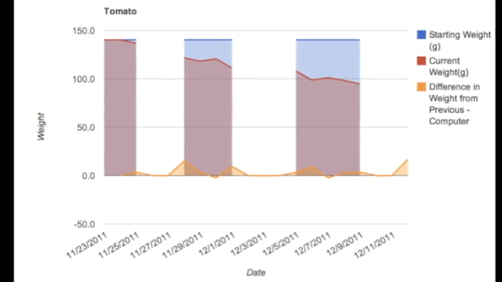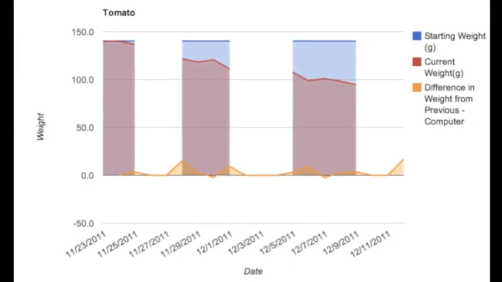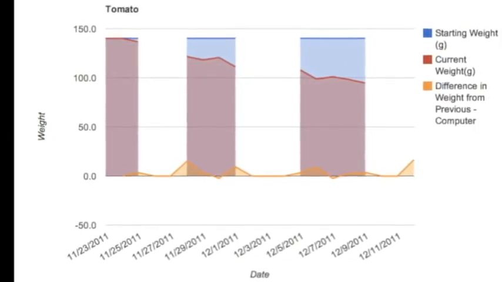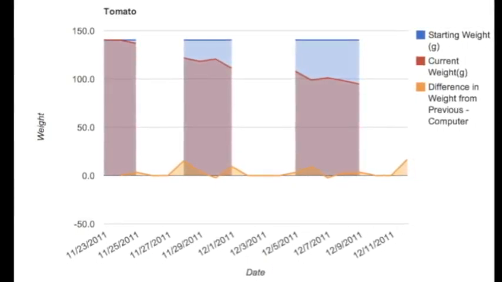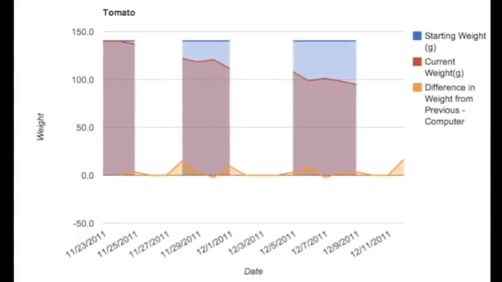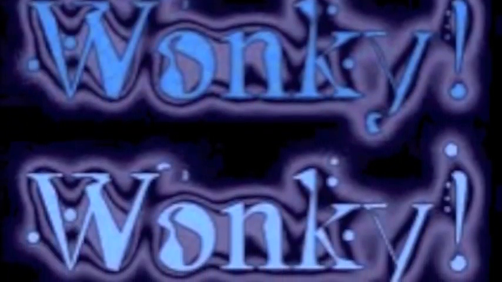The yellow line represents the difference in weight from previous, while the red line represents the current weight. The blue line represents the starting weight of the fruit. We noticed that the difference in the weight was kind of wonky because the yellow line went from 0.0 to 15.1.